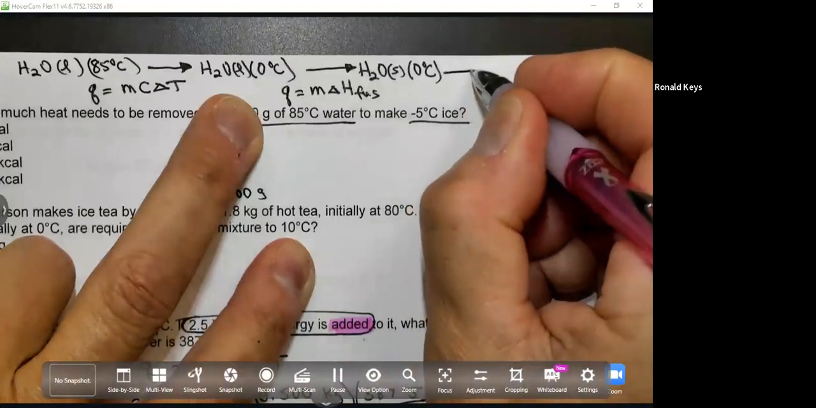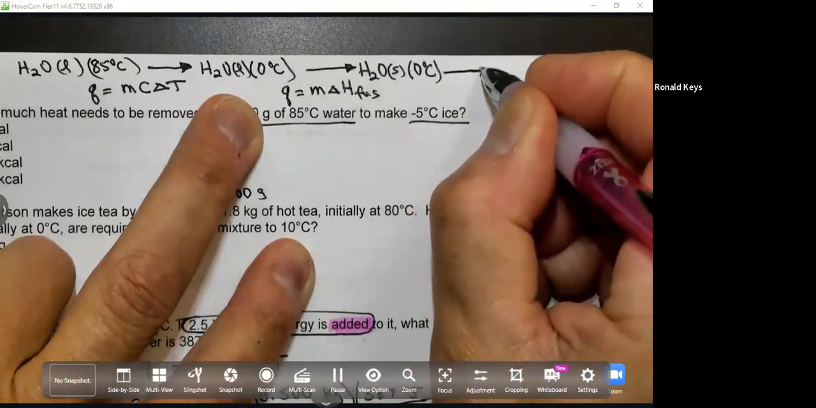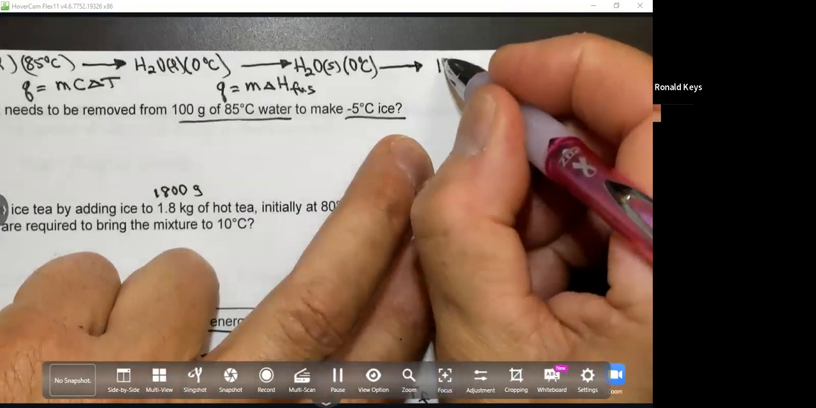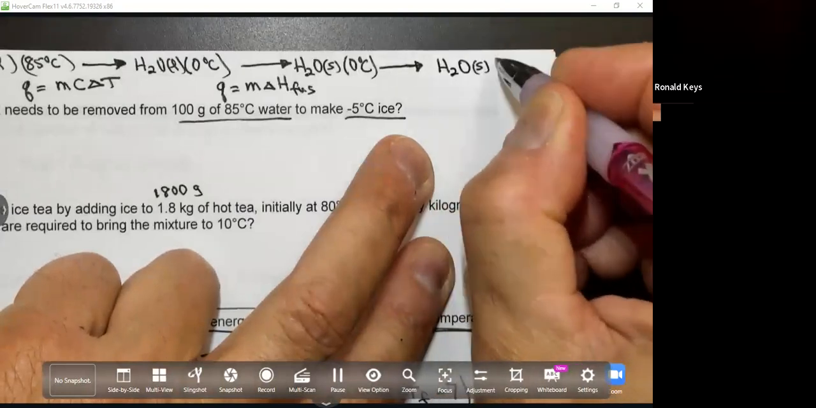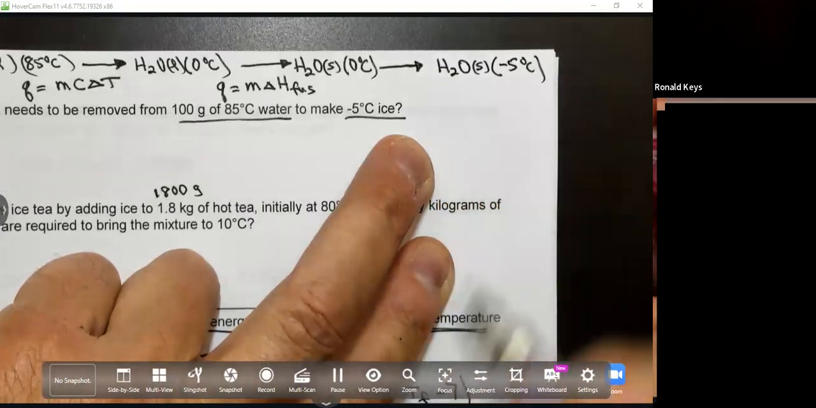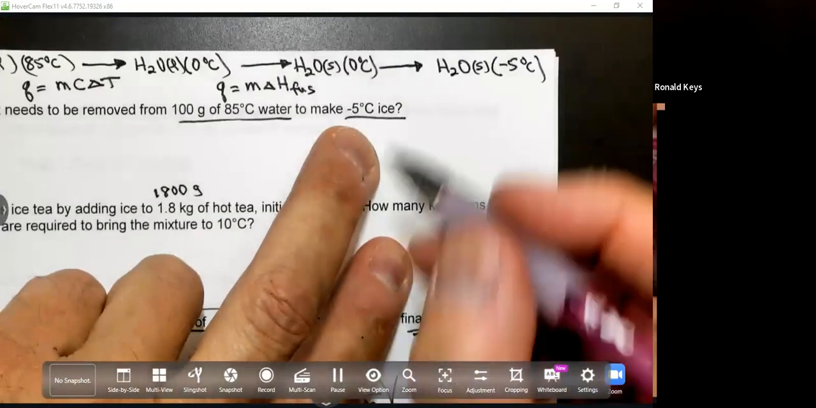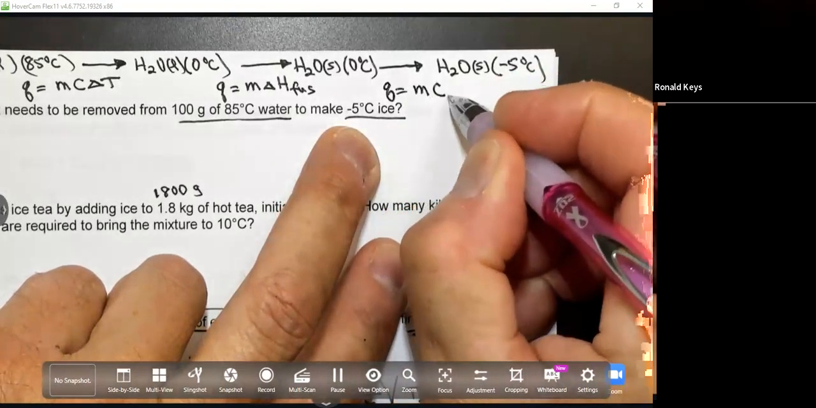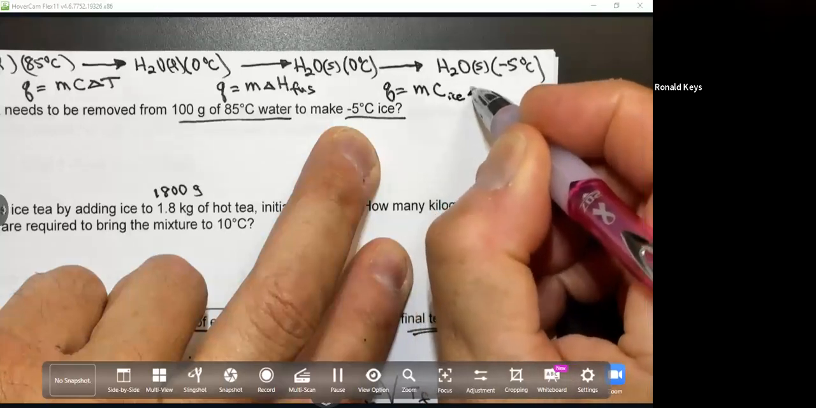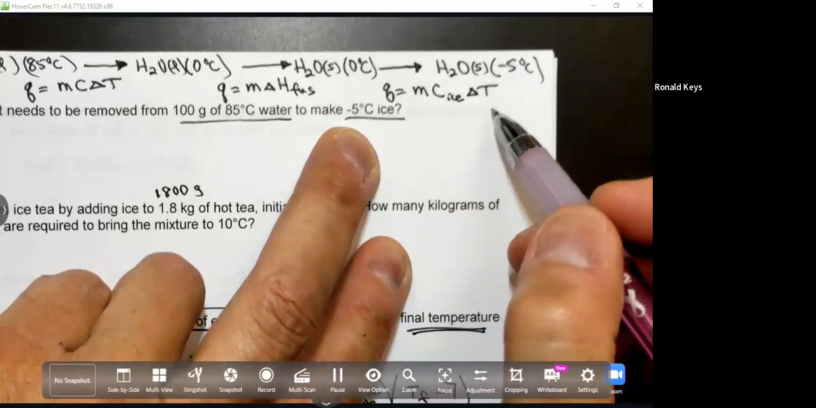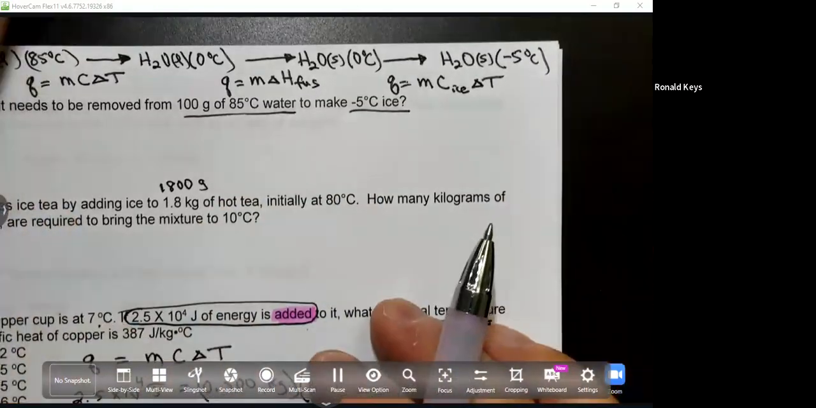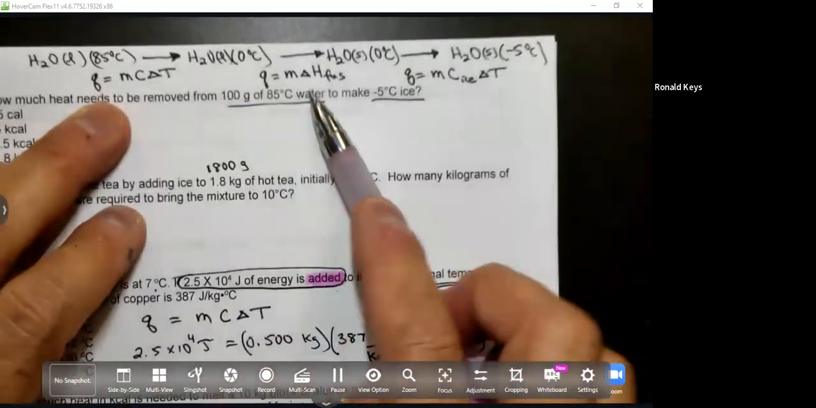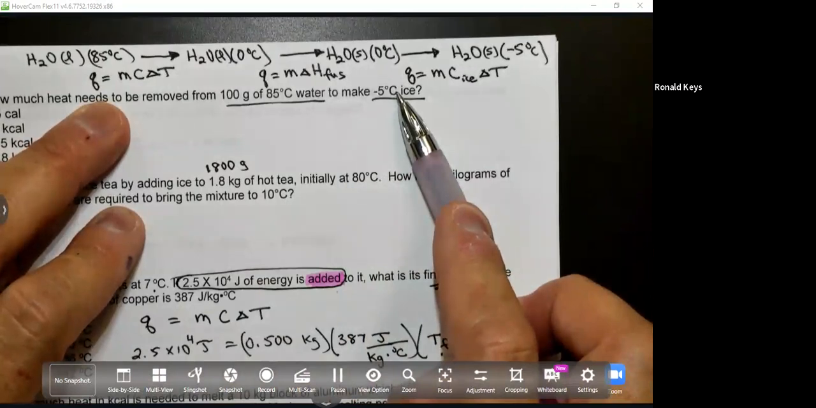And one more step is we have to take the solid ice at 0 to solid ice at -5 degrees Celsius. And this is going to be Q equals m, c for ice, delta T, and delta T is going to be 5 degrees. So this actually is a pretty good way to do it, every time you draw an arrow. And then we're going to have to add up these 3 Q heat values, right?